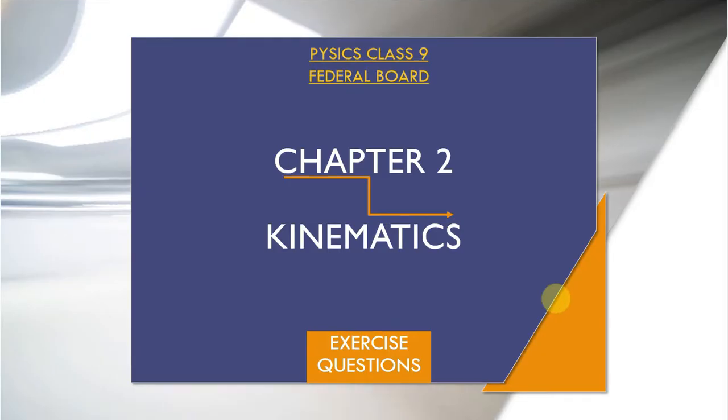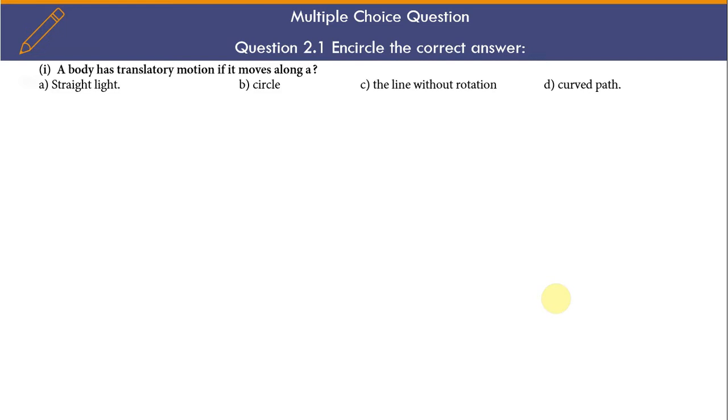Physics Class 9 Chapter 2 Kinematics Exercise Questions. Now let's move forward. Encircle the correct answer. Number 1. A body has translatory motion if it moves along A. Straight line, B. Circle, C. The line without rotation, D. Curved path. So the correct option is option C.